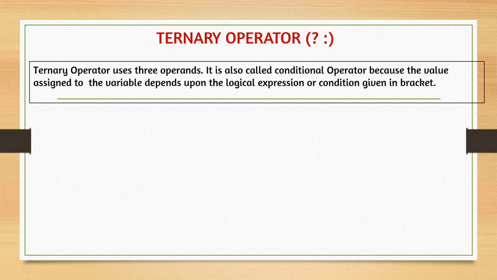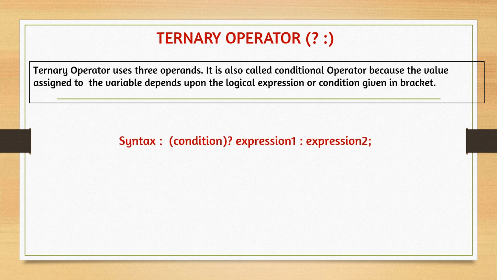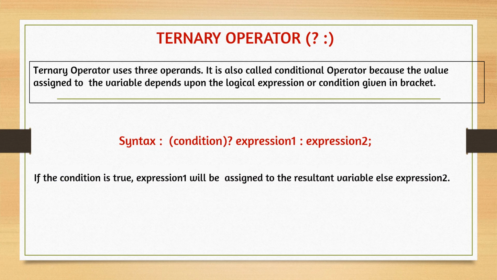And the last operator also we can revise, ternary operator, which uses 3 operands, also known as conditional operator, because the value assigned to the variable depends upon the logical expression or condition given in the bracket. So condition will be checked. If the condition is true, first expression will be taken. Otherwise, second expression will be taken. For example, here int max. If a is greater than b, value of a will go to max. Otherwise, the value of b will go to max.